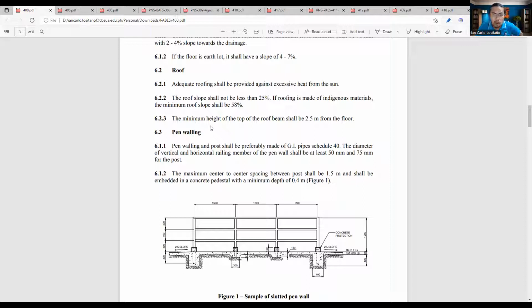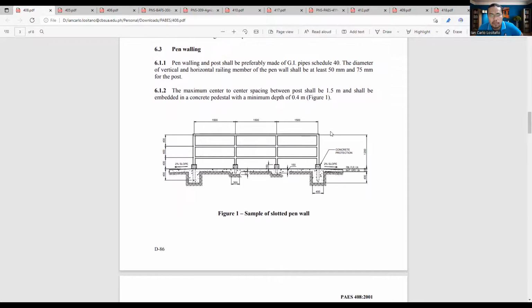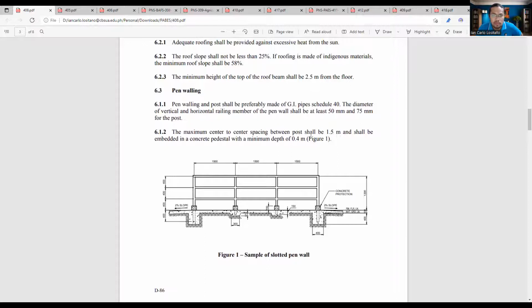The roof slope shall not be less than 25%, and if it's made of indigenous materials, the minimum roof slope shall be 58%. Minimum, take note of that. Minimum height of the top of the roof beam shall be 2.5 meters from the floor, so a high clearance allowing for air to circulate in the location.